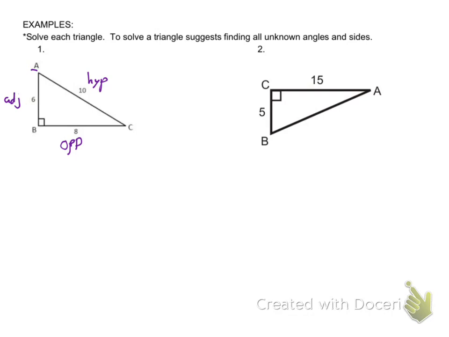I know my sides. But remember, this only is good for what angle? A. Because as soon as I change to angle C, adjacent and hypotenuse switch. Yes? Okay. So, here's the really cool thing. I need to set up my trig functions. Wait a minute, I'm missing something if I'm going to use my trig functions. What is that?